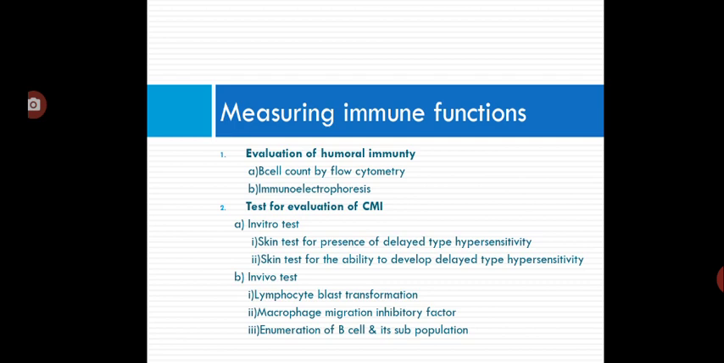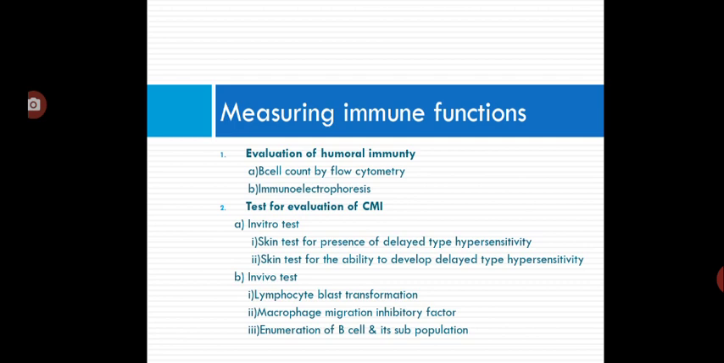Under in vitro tests, first is the lymphocyte blast transformation. When sensitized T lymphocytes are exposed to specific antigen, they transform into large blast cells, which increase DNA synthesis. The blast transformation is of two types, specific and non-specific. Non-specific blast transformation occurs when exposed to certain mitogens, whereas specific blast transformation occurs in the presence of plant extracts like phytohemagglutinin.